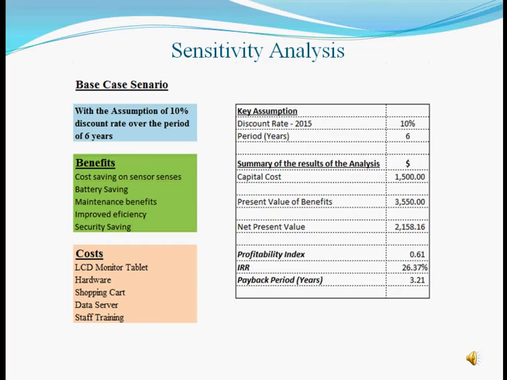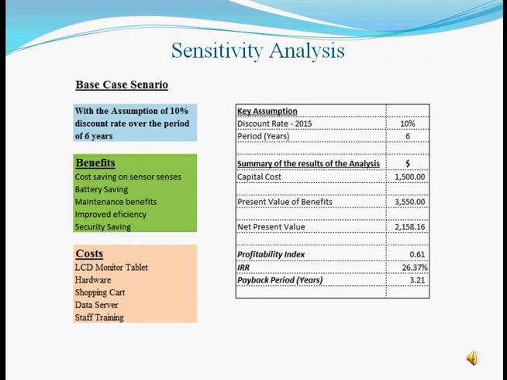Let's move into the sensitivity analysis of the smart trolley. Under the base case scenario, we assume 10% of discount factor with a period of 6 years being taken. And when we take the benefit factors, cost saving on sensors, battery saving, maintenance benefit, improved efficiency and security savings are considered. Also, when we take the costing side of this analysis, LCD monitor, tablet, hardware cost, shopping cart, data server, and staff training are considered as major costs.